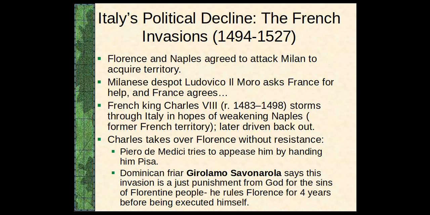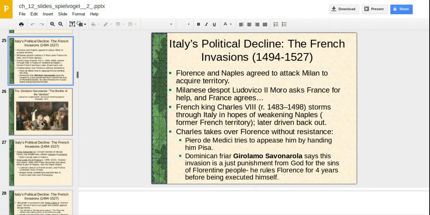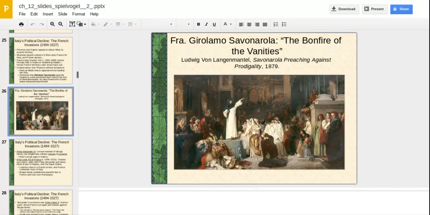And during all this, a Dominican friar named Savonarola says this invasion is just a just punishment from God for the sins of the Florentine people. He himself rules Florence for 4 years before being executed. So you invite the French in, it's not very smart. They're going to take over what they want to take over because they're a greater power in this time period. And France is more united. They see themselves as a united force. Okay?